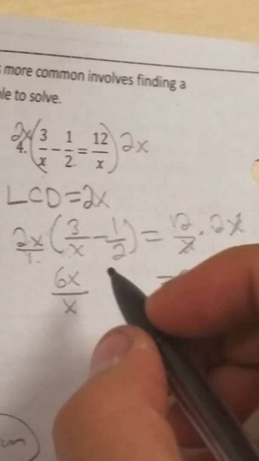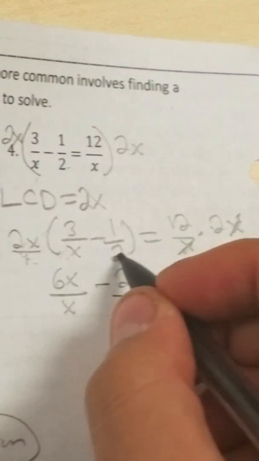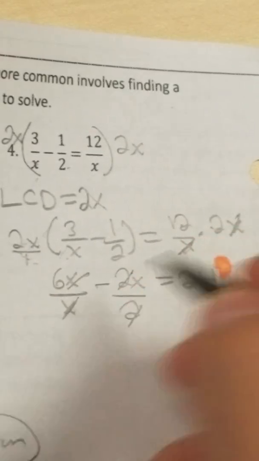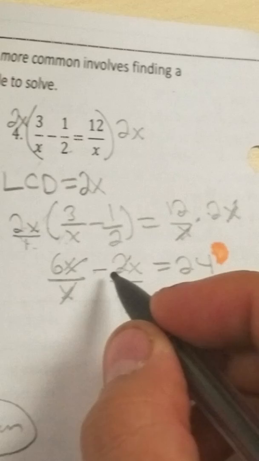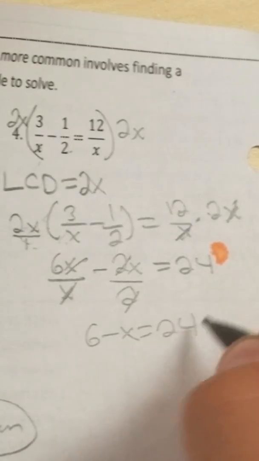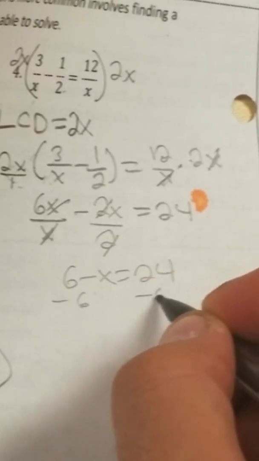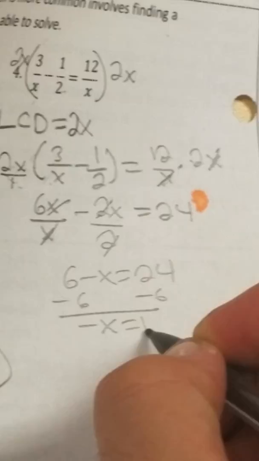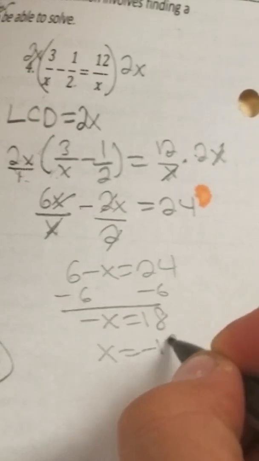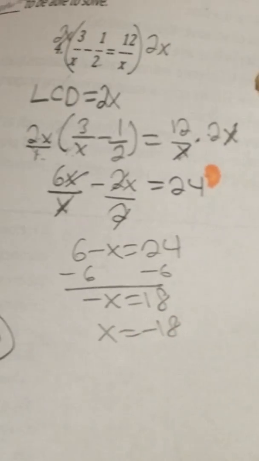And then we have 2x times 1 is 2x. And then 1 times 2 is 2. So notice that these cancel and these cancel. So it leaves you with 6 minus x equals 24. So you're going to solve for x by subtracting 6 on both sides. So you get 18. So that means x has to be negative 18. If negative x is 18, that means regular x is negative 18.